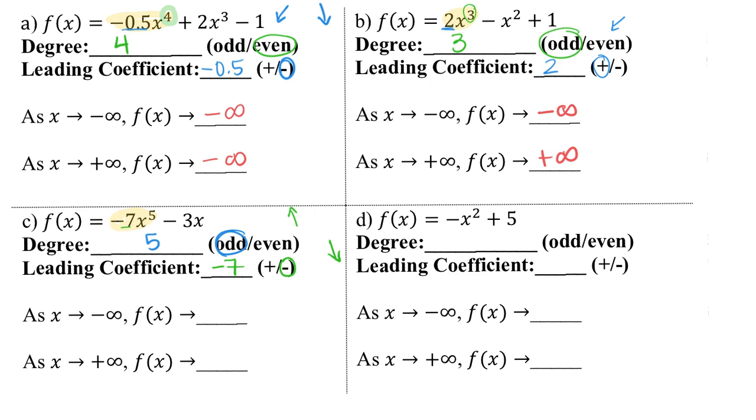Okay, as x approaches negative infinity, on the left, we have an up arrow. As x approaches positive infinity, on the right, we have a down arrow.